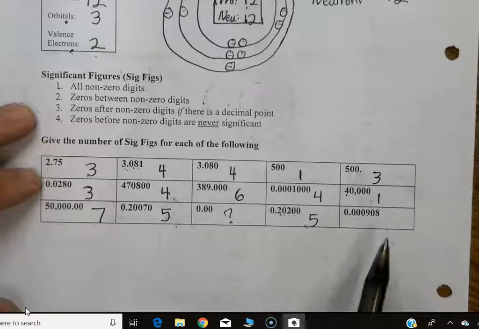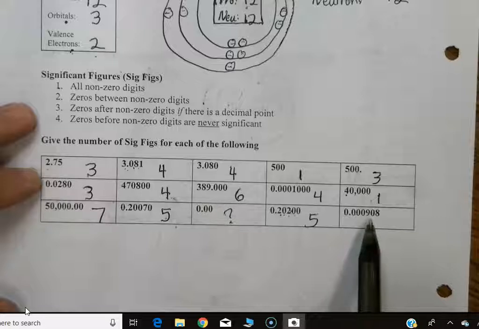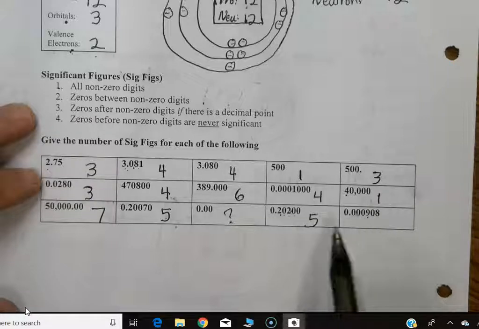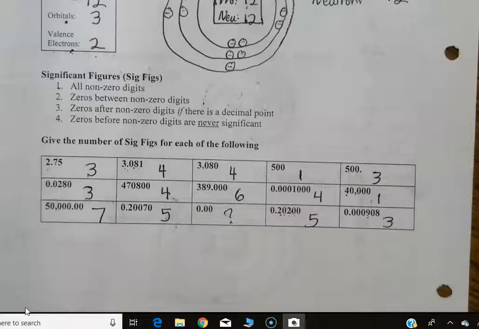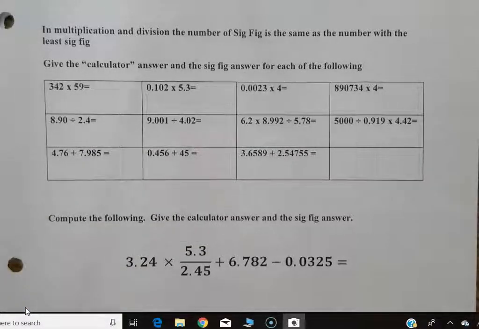Okay, and here we have a decimal point, which doesn't really matter in this case. Well, it does, but you have 9, a 0 in between, and an 8, so there's 3. The leading zeros are never significant, so that is 3 significant figures. Okay, now we're going to do some math, additions, subtractions, divisions, multiplications, and let's go ahead and do that.